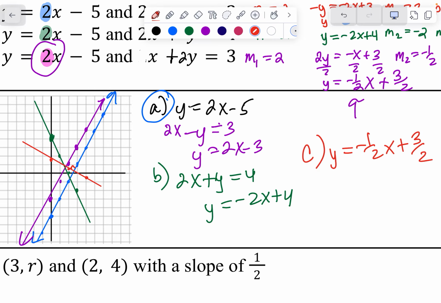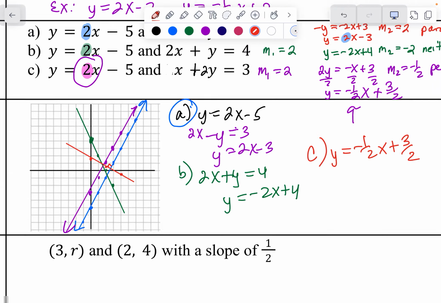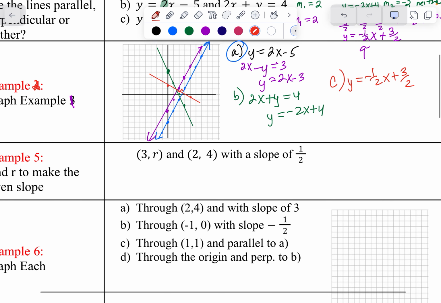Okay. So now, let's look at example 3. Example 3 is kind of an interesting one. It says we have 2 points. One is 3, r and one is 2, 4. And then we want to find the r that will make the slope 1/2. So we're looking for the r that will make the slope 1/2.